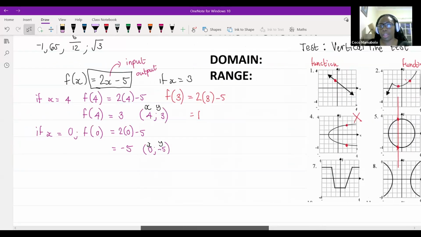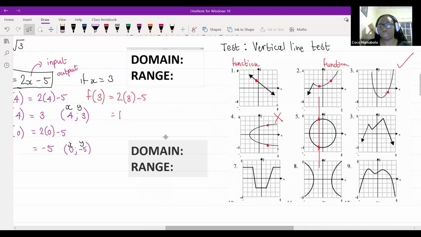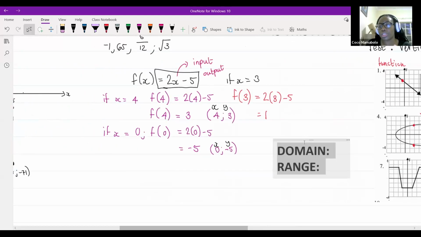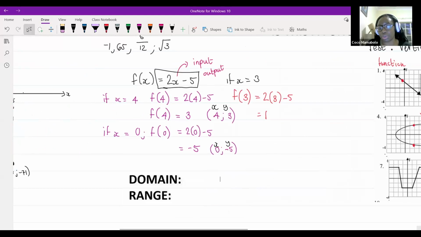Okay. Then we're going to talk about domain and range. Now, domain and range, I'm going to incorporate into the kind of examples that we're doing. But for now, we must know that our domain tells us what kind of x values I have.